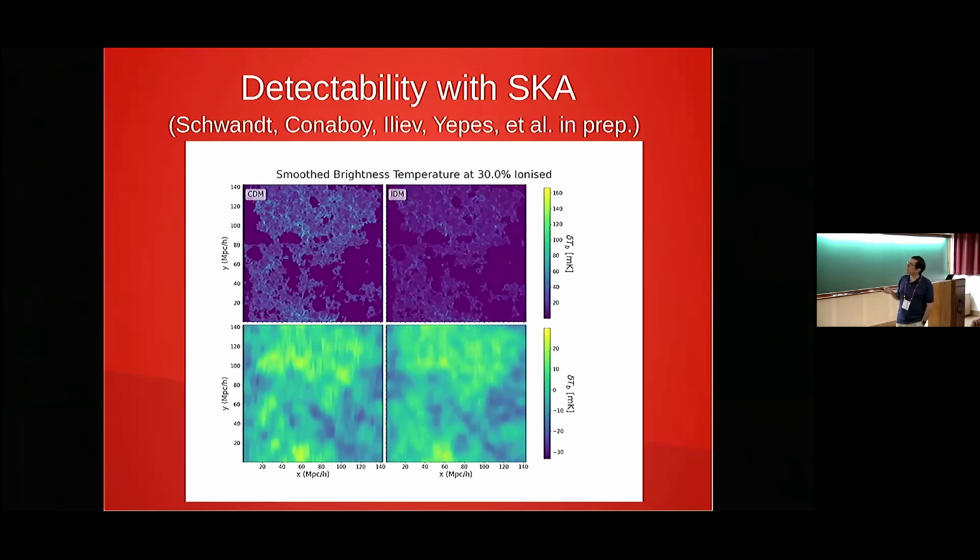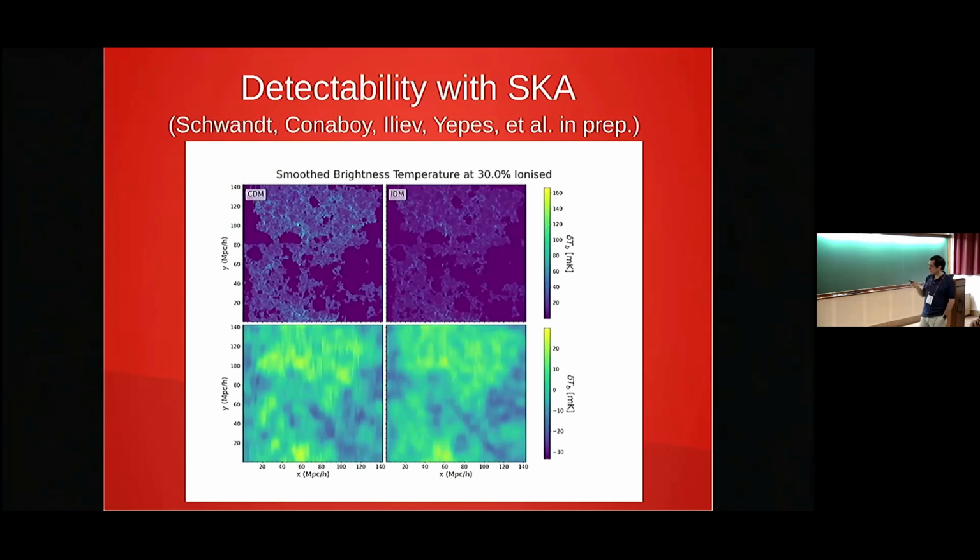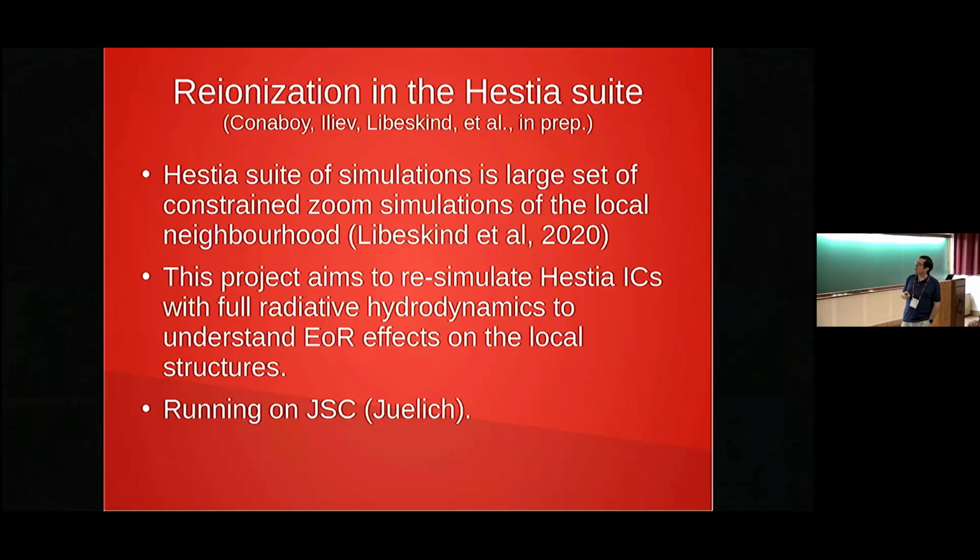And how detectable is this with SKA? Well, potentially it is detectable. I mean, you can see differences even with smoothing with the beam and noise and everything else, but this requires more study, looking at, for example, how you subtract foregrounds and so on.